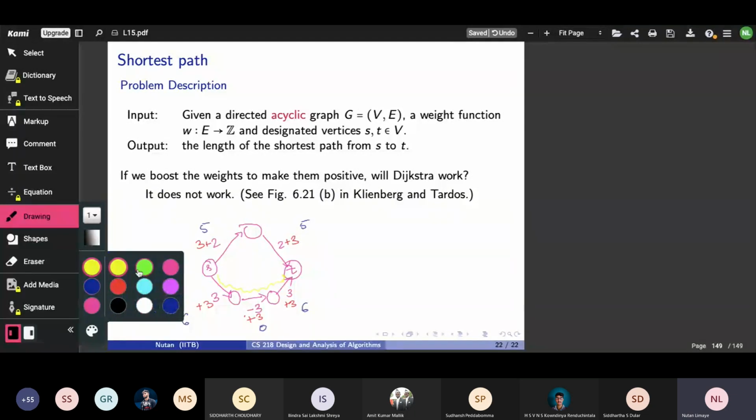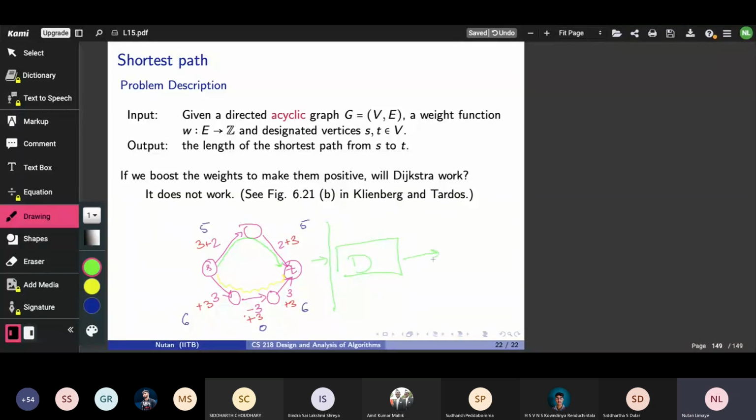But in the now scaled up version, the minimum weight path or the shortest path from S to T is this one. So if I feed this graph to Dijkstra's algorithm, it will output the green path as the optimal one, but this is not the correct answer. This is wrong. The correct answer should have been this lower path. So just scaling and applying Dijkstra's does not help.